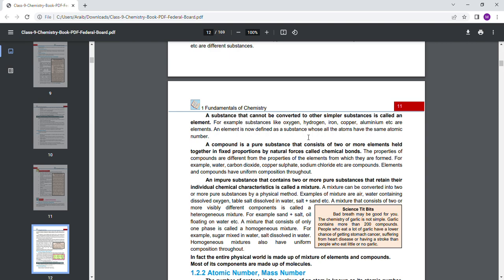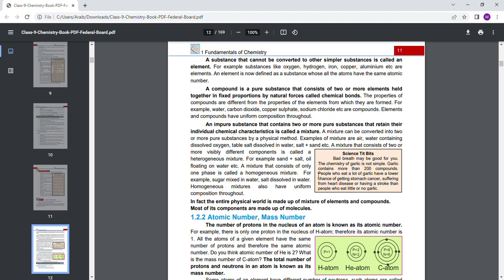Now I will tell you two more things: homogeneous mixture and heterogeneous mixture. They are not highlighted, but they also come in exams. Wait, I will figure out where these are. Here, a mixture that consists of two or more visibly different components is called a heterogeneous mixture. For example, sand plus salt. A mixture that consists of only one phase is called a homogeneous mixture. For example, sugar mixed in water. Homogeneous mixtures also have a uniform composition throughout.